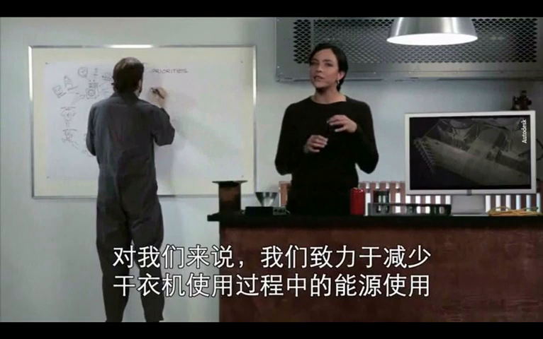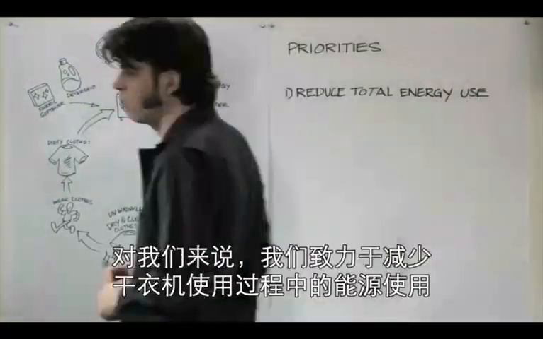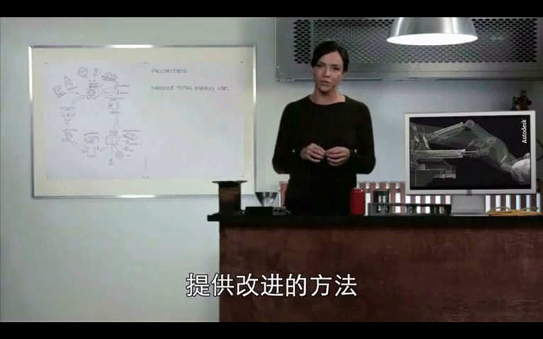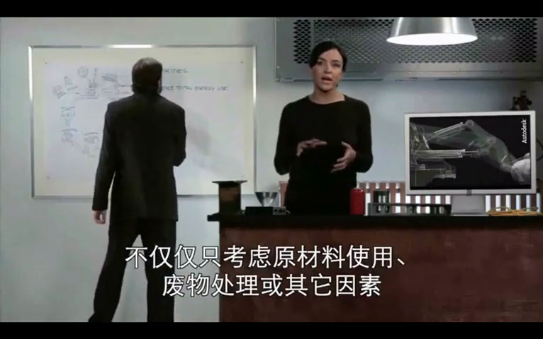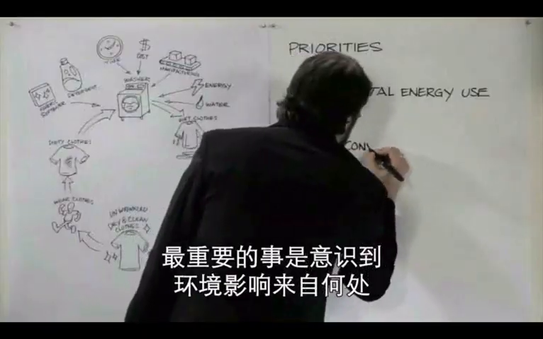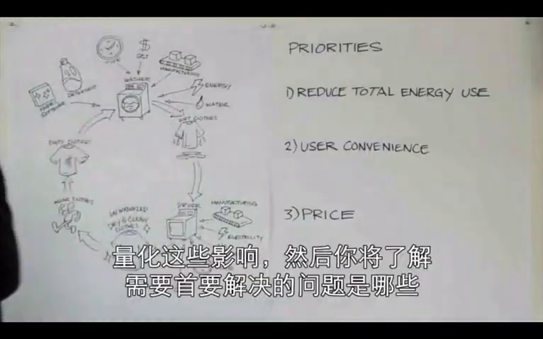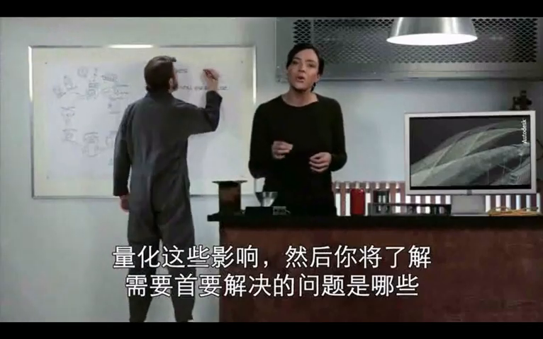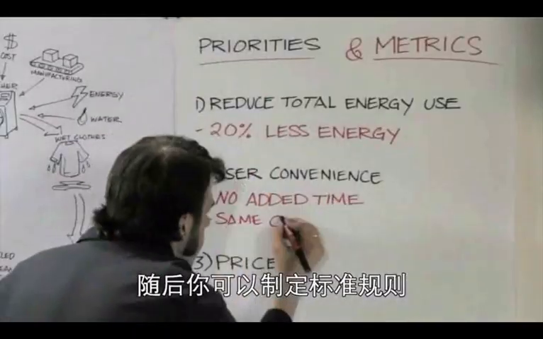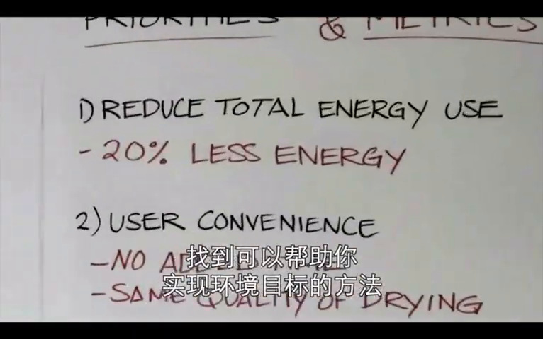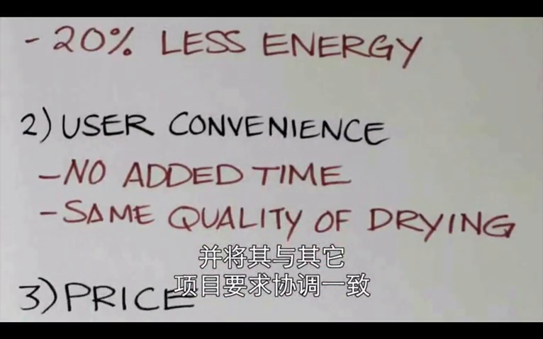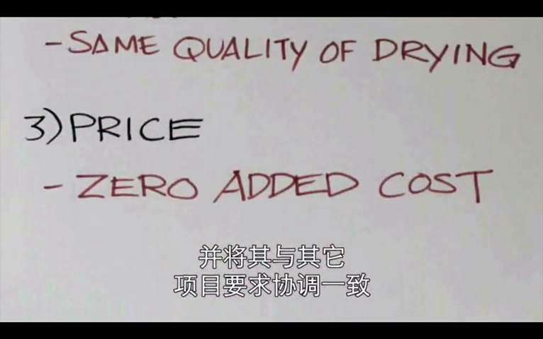In our case, you'll find that reducing the energy use during the life of the dryer offers the most opportunity for improvement, more than raw material use, waste, or any other factors. The important thing at this stage is to realize where the environmental impacts are coming from and quantify them in some way so you know your priorities and can set metrics around them. That way, you can make the case for your environmental goals and fit them in with other project requirements.